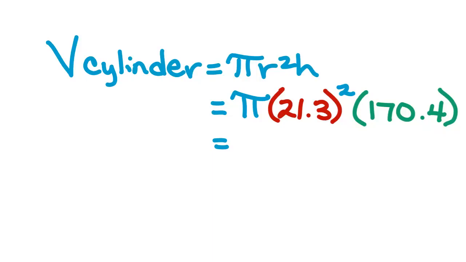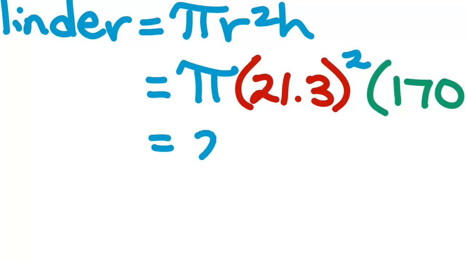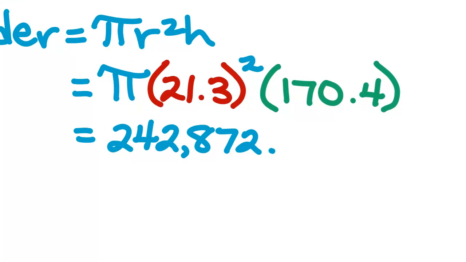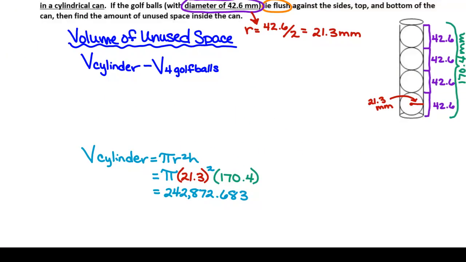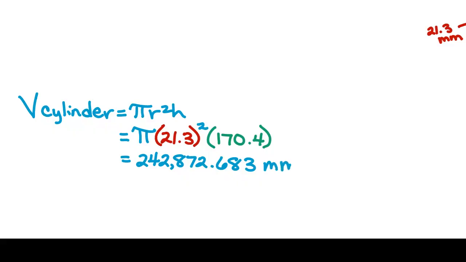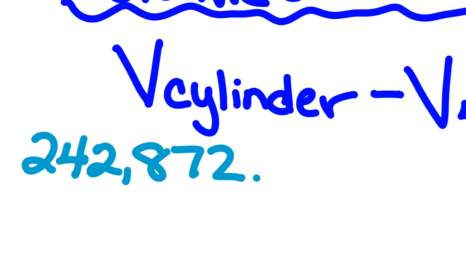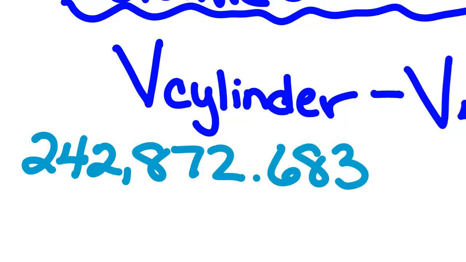What do we get for that volume? 242,872. You said 0.6827? So we'll call it 683. Sound good? And that would be millimeters cubed. All right, so that's the number that we need right here. 242,872.683.